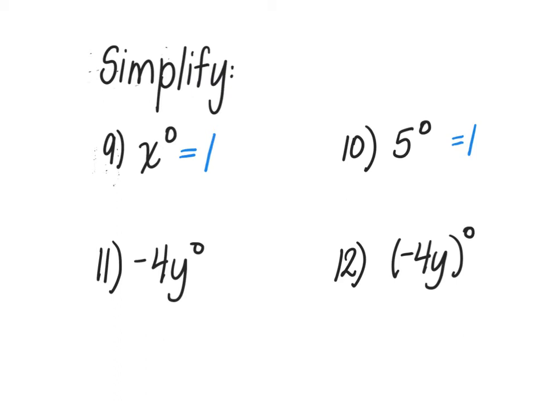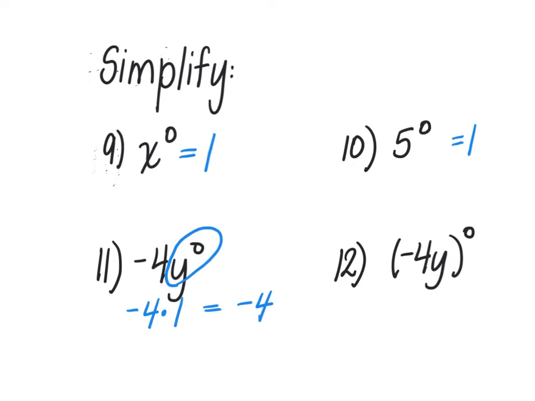Now, number 11, we have negative 4y raised to the 0 power. Now, the only base that's getting the 0 power here is the y. So we need to think about this really as negative 4 times 1, which is negative 4. So that one simplifies to negative 4.